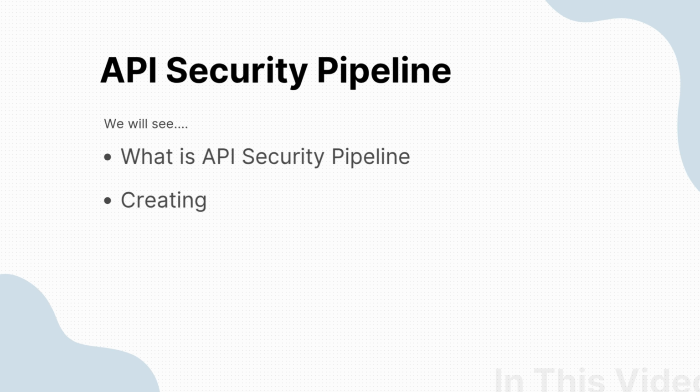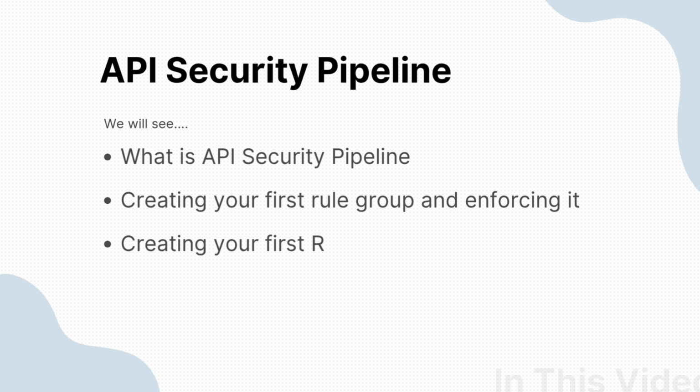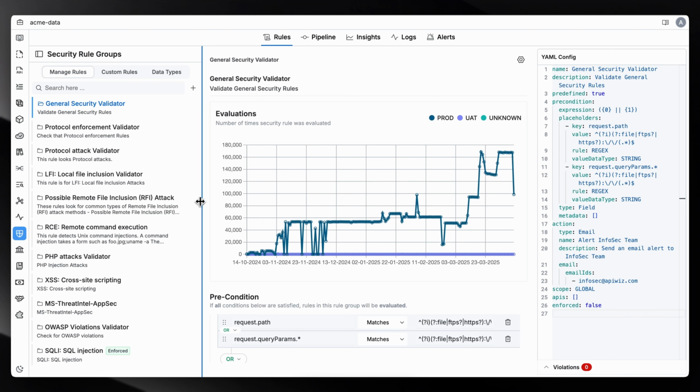API security pipeline: how to create your first rule group and enforce it, creating your first rule within a rule group, and types of assertion within a rule. By default, you get a handy list of API rule groups pre-populated. To enforce any rule group, you can click on this three-dot menu and click on enforce.